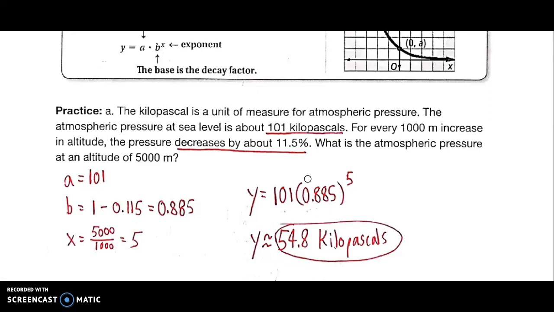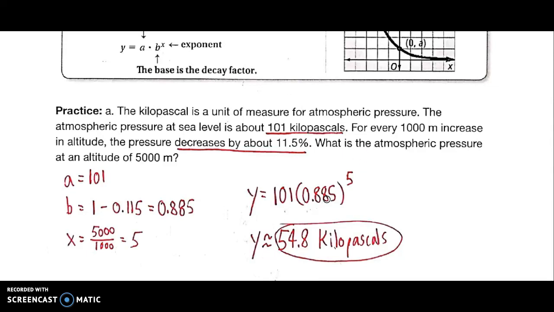Again, we know that it's decay just by looking at this equation because that value for our B term, what I have inside those parentheses, is less than 1. It's not greater than 1. If I did 1 plus that percent rate of change, that would be an increase. So that would be a growth equation. So we have two pieces that are important to start with. We have our starting value, 101. We subtracted 11.5%, so that left us with basically 88.5% every time.